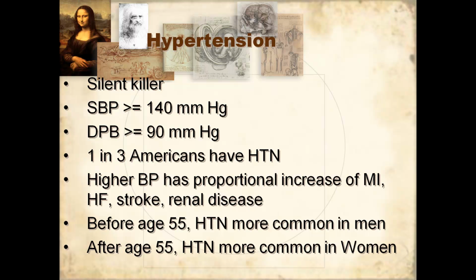So with hypertension, you have a proportional increase of having an MI, stroke, renal disease, vision problems. Before age 55, hypertension is more common in men, after 55 more common in women. Why is that? Does it have something to do with the endocrine system and menopause, or is it that after age 55 women are more stressed and work harder than men?